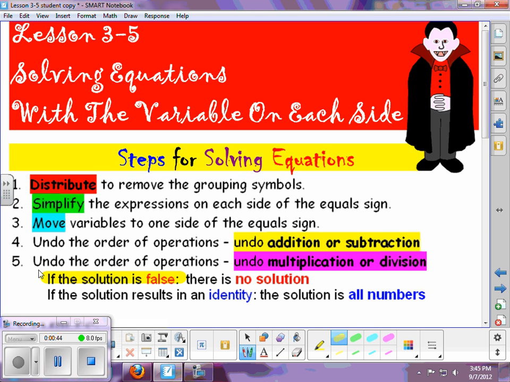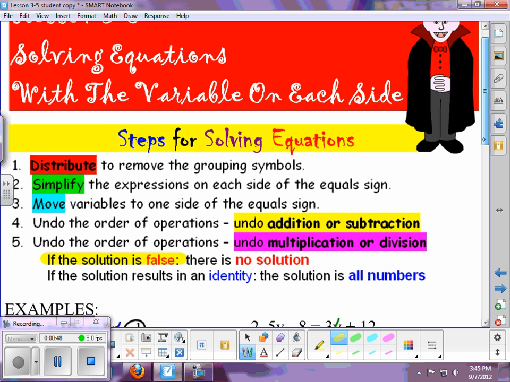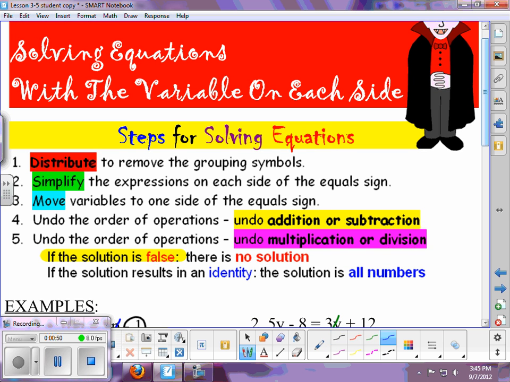If the solution is false, there is no solution. What that means is something like 2 equals 7. Well, 2 does not equal 7. So that would be a false statement. In a case like that, that's where we would say no solution. And we'll be using the symbol for no solution.